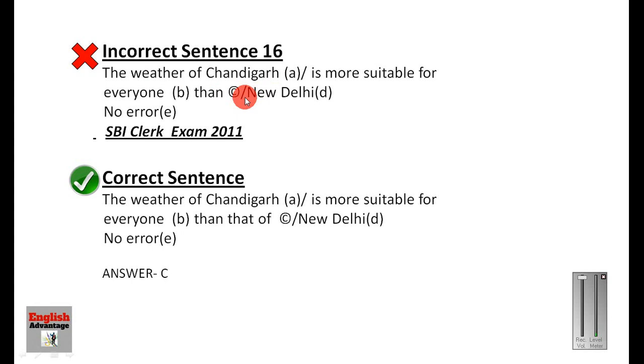Either we can say the weather of Chandigarh is more suitable than the weather of New Delhi, or if you don't want to repeat this weather word again and again, we can say "that of," this way: the weather of Chandigarh is more suitable for everyone than that of New Delhi. This "that of" means the weather of New Delhi. So "that of" is used for the singular noun, and for the plural noun, in place of "that of," you can use "those of." So this is also a very common error in English. The answer would be C.